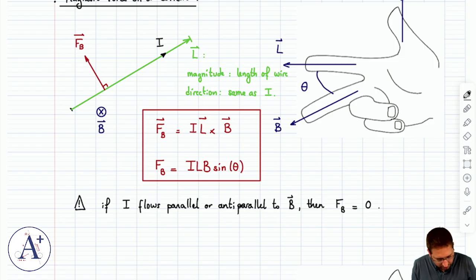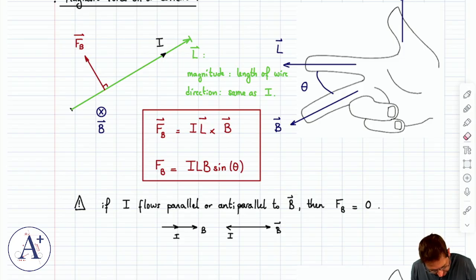Okay, just to be clear, parallel means if this is the direction of B, the current flows in the same direction. Anti-parallel means that if this is the direction of B, the current is still aligned with B, it just goes exactly the other way, right? But in that case, the angle between I and B is going to be 0 here. Here it's going to be 180, right, between these two.